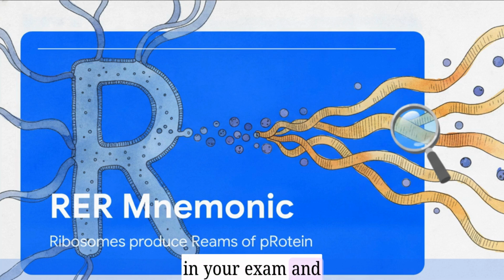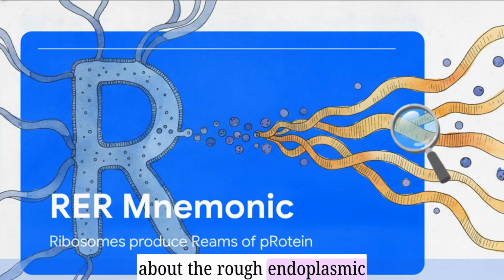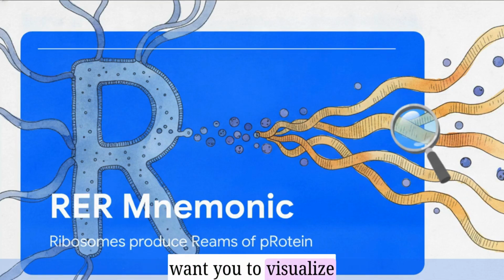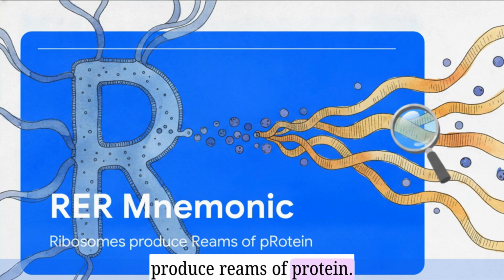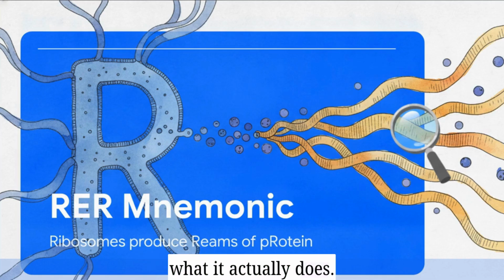When you're sitting in your exam and a question pops up about the rough endoplasmic reticulum, I want you to visualize the letter R. Rough ER has ribosomes, and ribosomes produce reams of protein. Rough ribosomes, reams of protein. It's a perfect little sequence that tells you exactly what it looks like and what it actually does.